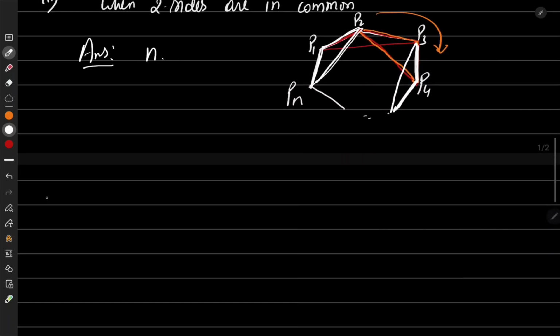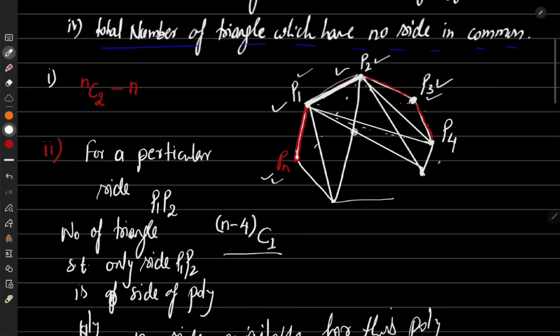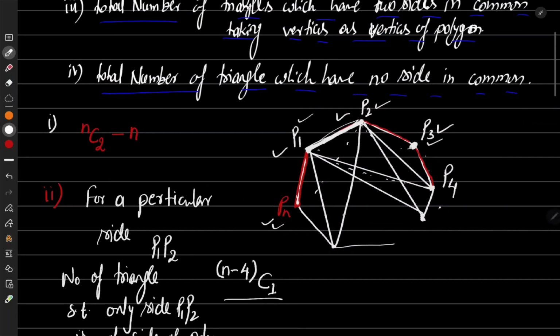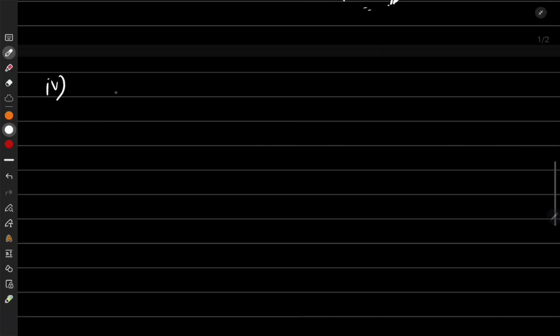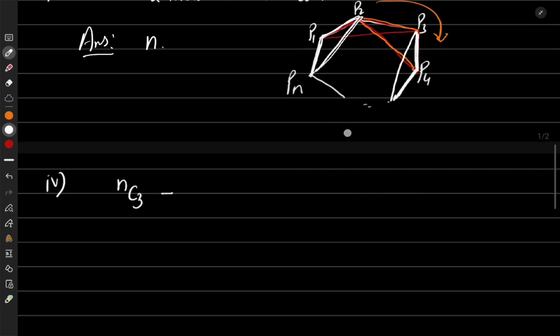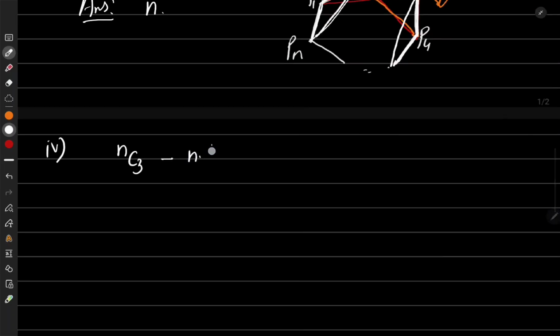Okay, now the fourth one, answer directly you can write. What is that? Total number of triangles which have no side in common. So you know that any three vertices you choose, then one triangle will be formed. So total number of triangles, answer I am writing again, minus number of triangles when two sides are in common and when one side is common, because it is saying no side in common. So n into n minus 4 C1 when one side is common, and when two sides are in common.